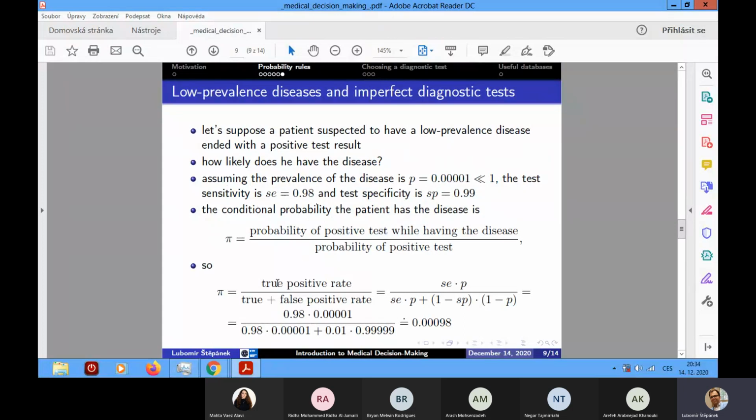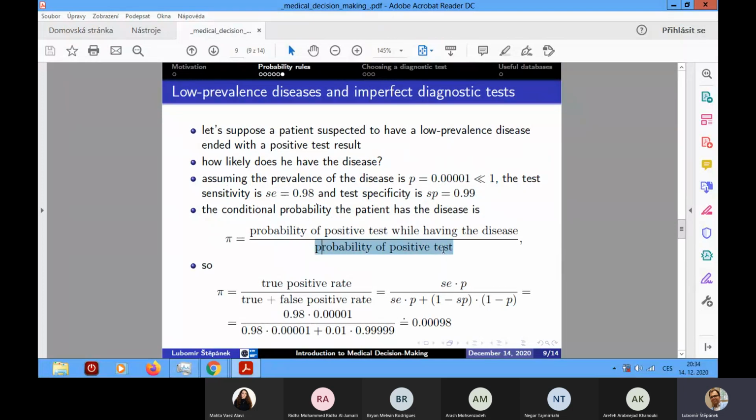So the true positive rate is simply the product of the sensitivity and the prevalence. Because the prevalence is simply the probability that the patient will have the disease, and this is the probability that if he has the disease, he will also get the positive result. So the true positive rate is simply equal to this.